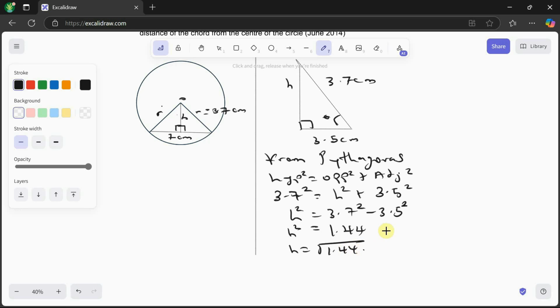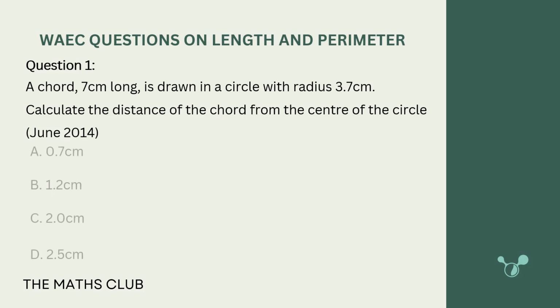So I'll say taking square roots of both sides. You have to be explicit about what you're doing, because this is a theory question. So h would be the square root of 1.44, which gives me 1.2 centimeters. So this h here is the distance of the chord from the center of the circle. If you got it, well done to you. Let's see if our answer is correct. That would be option B. Great.